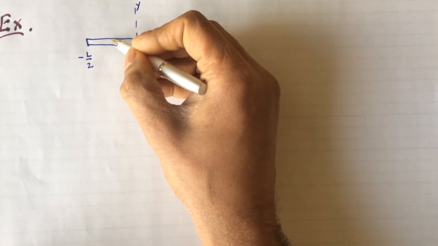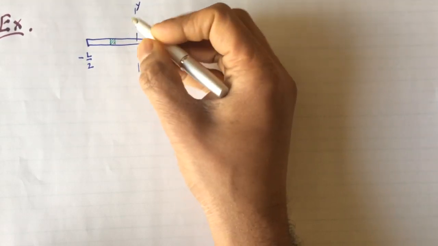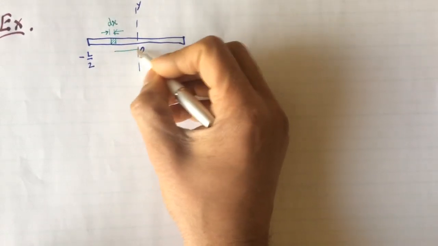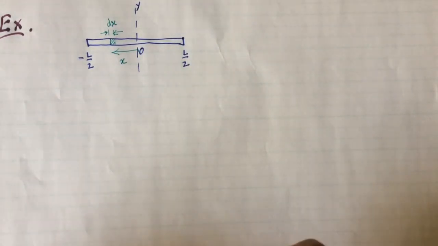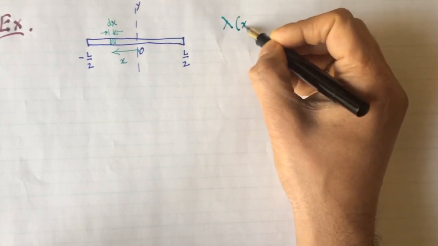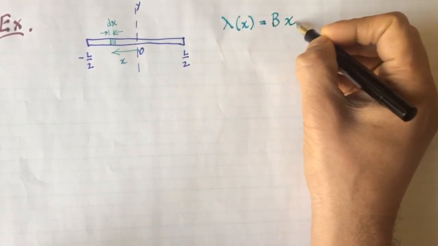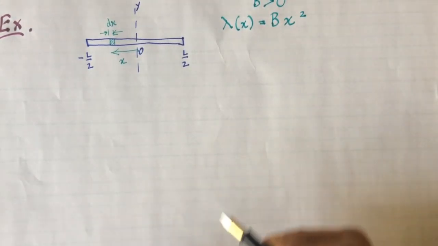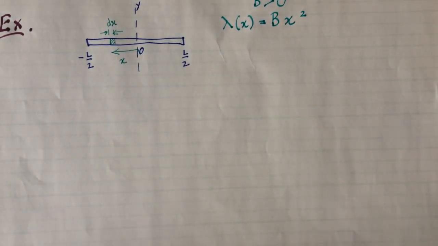That's your y-axis. The basic setup is the same in these problems. You take some mass element, and just for change I'll take it on the left side to show you there's nothing mysterious about left versus right. That's the distance x, and let's say it's got a mass distribution lambda of x equals bx squared. For the sake of making physical sense, we will take b to be positive, because negative mass is not quite understood.